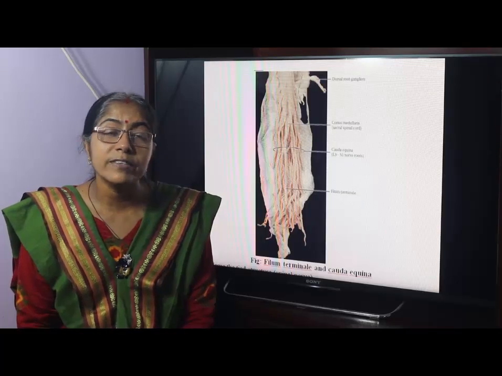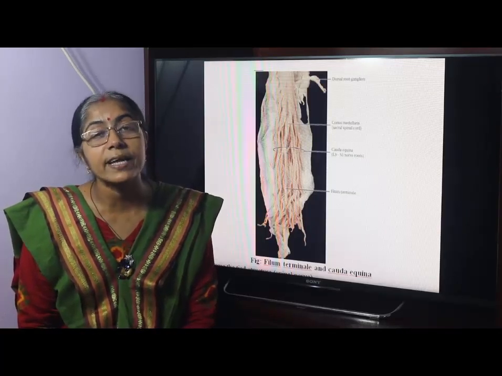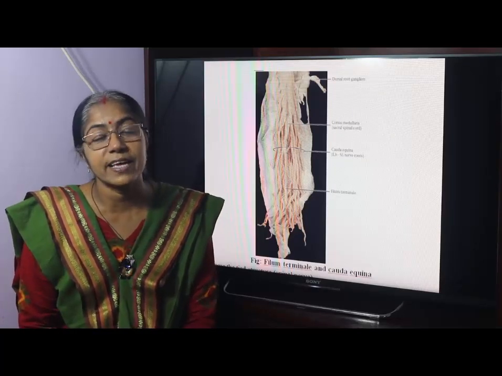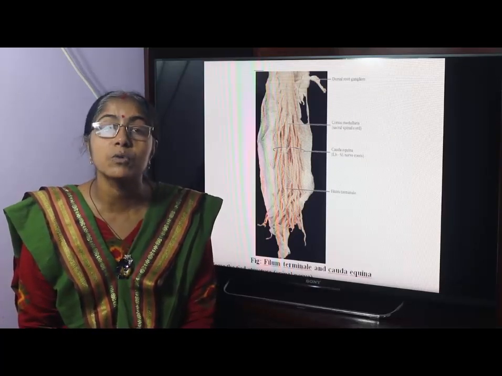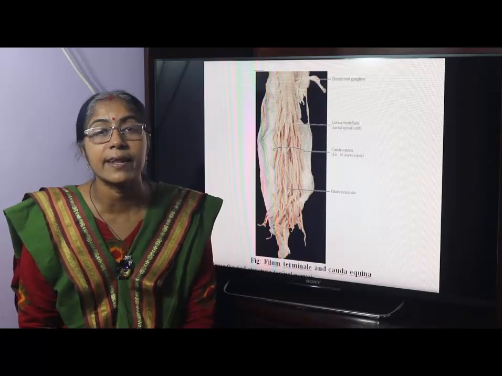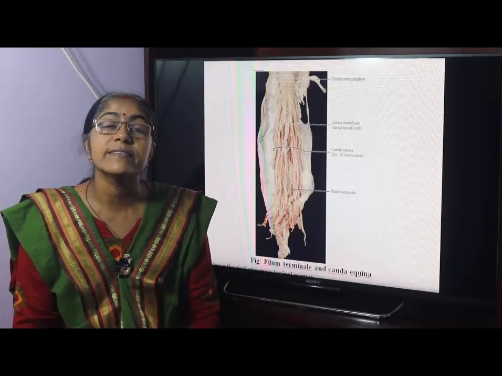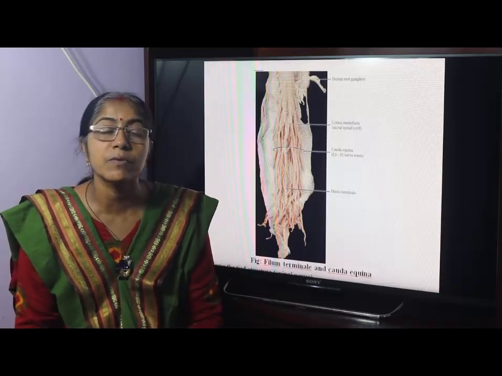Where is the spinal cord located? It is located within the vertebral canal, or in other words we can say it occupies the upper two-thirds of the vertebral canal. The lower tapering end of the spinal cord is termed as conus medullaris.